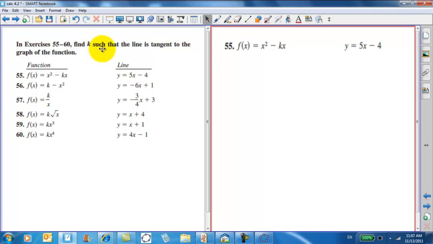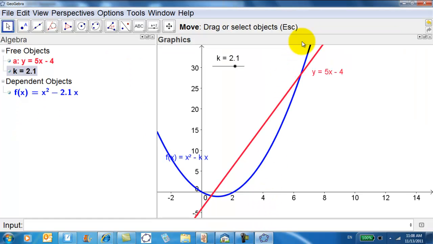Okay, in 55 here, we're trying to find k such that the line is tangent to the graph of the function. Now this seems very tricky because you can't just take a derivative of this because you don't know k yet. And here's the line, and we're supposed to get these two to be tangent to each other. Let's look at it visually.